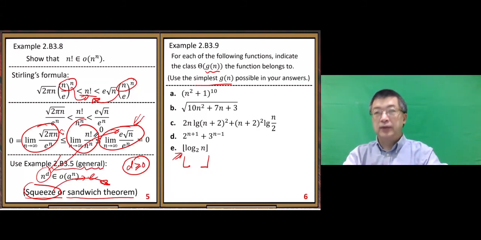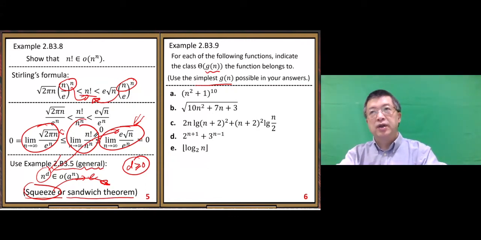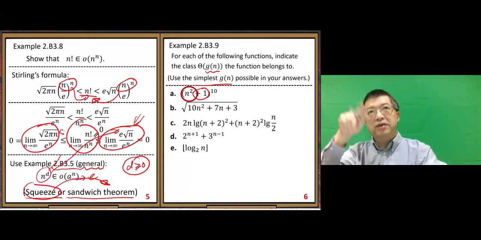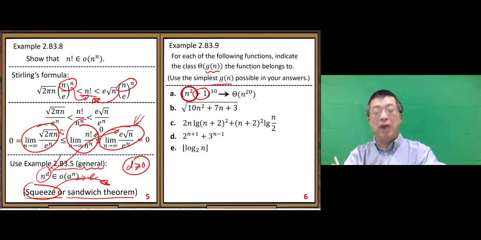All right. So let me solve these quickly, one by one. The first, let's try to get the dominant term. Plus 1 is a minor term we can ignore, right? So if you drop that plus 1 minor term, you have n squared, then you take 10th power, you get n to the 20th power. That is your growth function. So you get that expression.